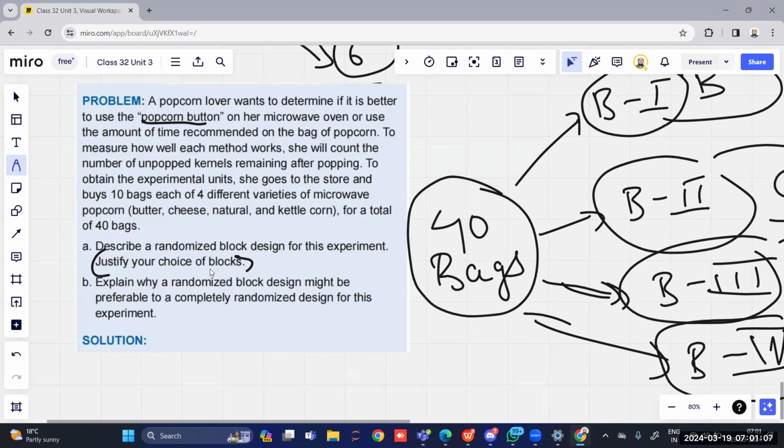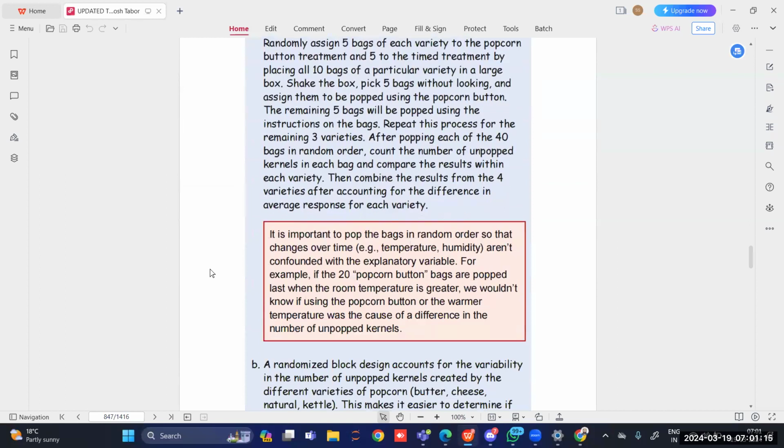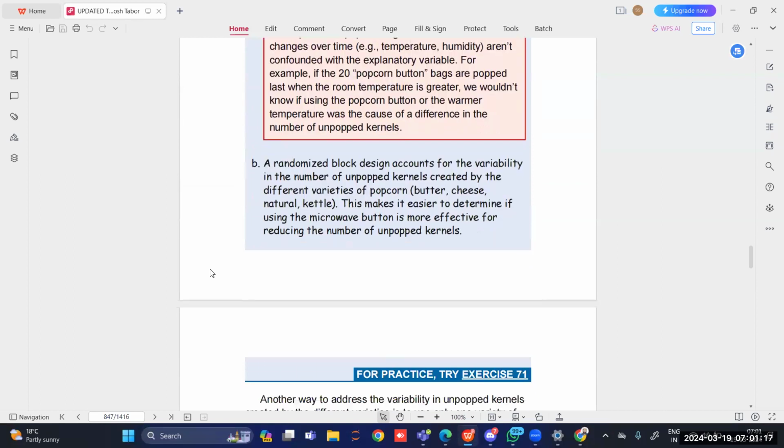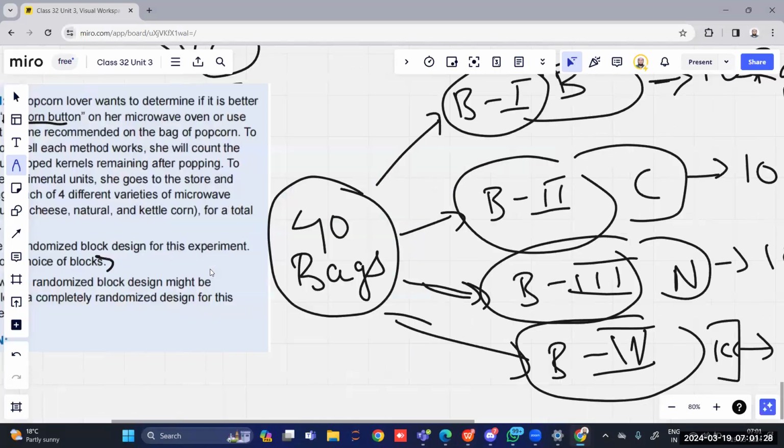Okay, so explain why a randomized block design might be preferable to a completely randomized design for this experiment, and you know the answer. I have explained you with all the things, so we'll read it once. A randomized block design accounts for the variability in the number of unpopped kernels. Unpopped kernels mean the uncooked corns that were left.